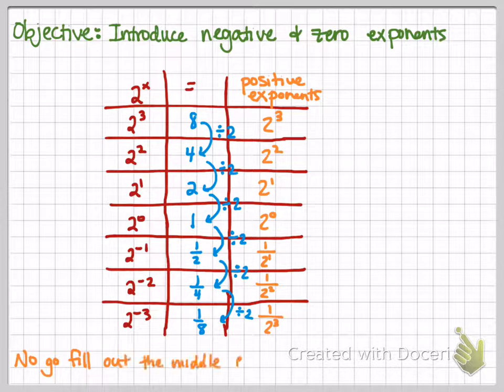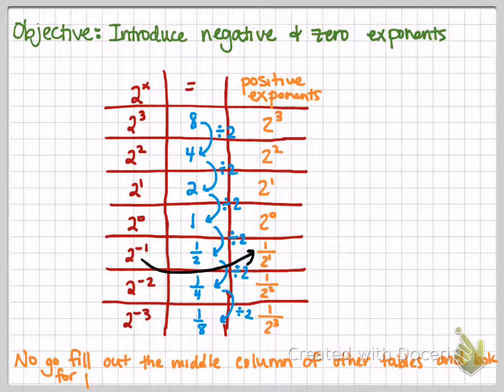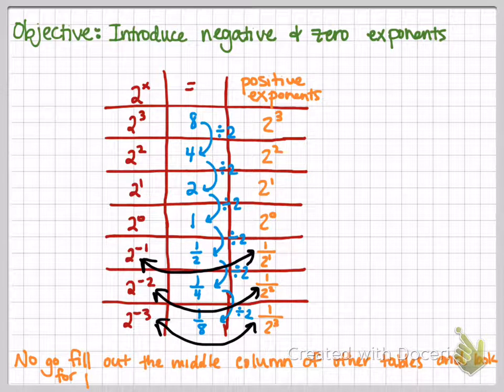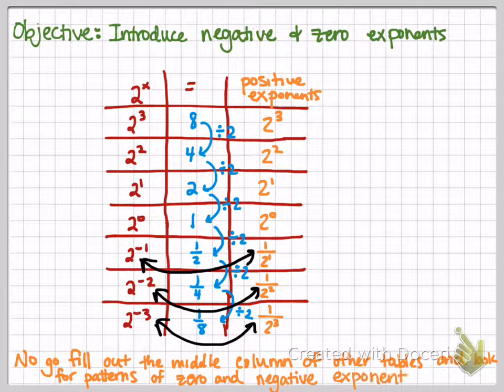You might start to see some patterns forming between the negative and the positive exponents. You might see some patterns happening to get from the first column to the third column, and that's good. That's exactly what you want to start noticing. So what I want you to do is go back into that Google Doc, fill in the middle column of those other tables, and then look for patterns for those zero and negative exponents.